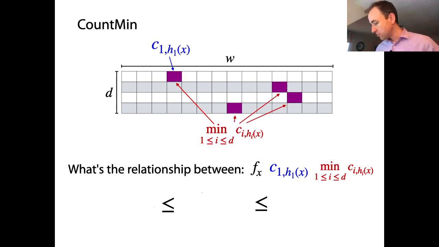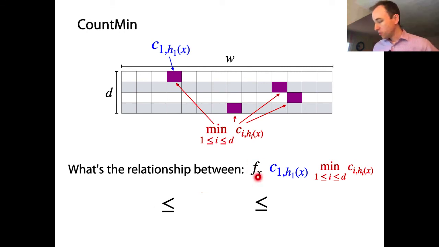Well, let's first just think about the red and the blue, just this min and then the c sub 1. Clearly, since the min is over all the rows, and this is the value in just one of the rows, this one has to be at least as large as this, right? The minimum over all the rows can only go down with respect to the count in a particular row. Okay, so we know that this minimum is less than or equal to this count.